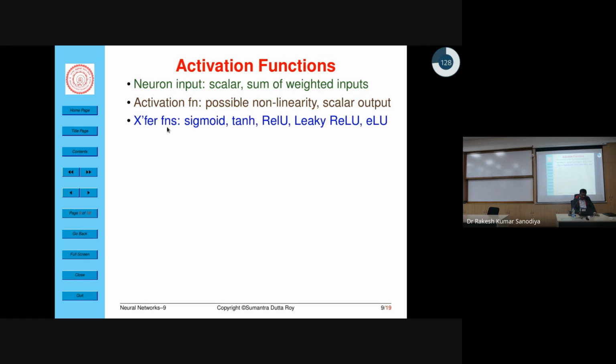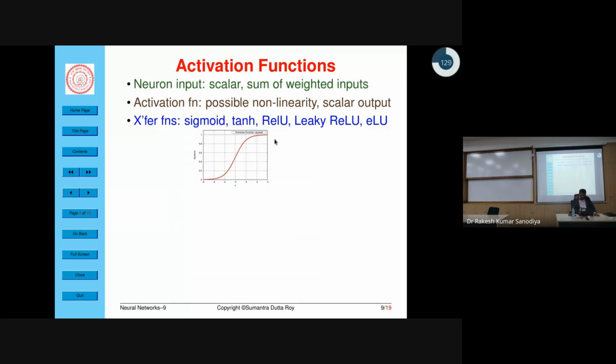What are the transfer functions? These are the activation functions. These could be sigmoid, hyperbolic tangent, and the very popular rectified linear unit, or ReLU. There are variants of them, one of them called the leaky ReLU. There's also something called ELU.